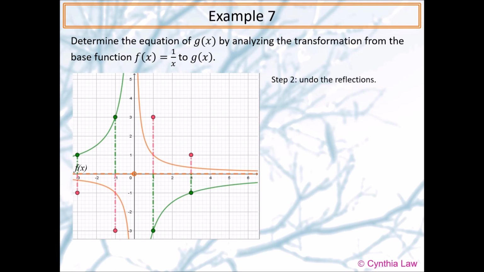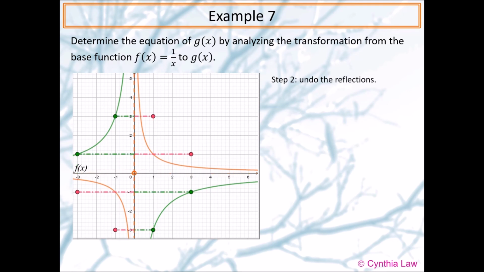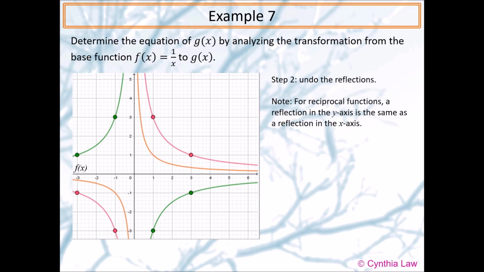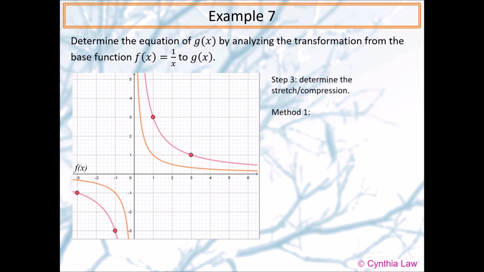I can also look at the reflection horizontally to get exactly the same points. So this is a special property of reciprocal functions. A reflection in the y-axis means the same thing as a reflection in the x-axis if the base function is f of x equals 1 over x. So then I can draw my new curve and get rid of the other one. So now I have my stretch or compression.